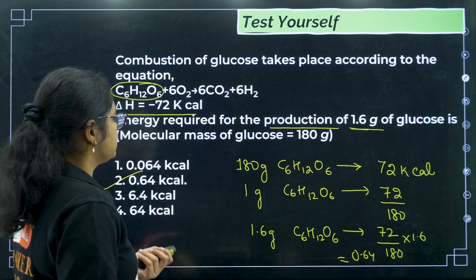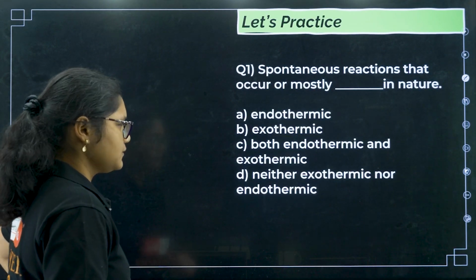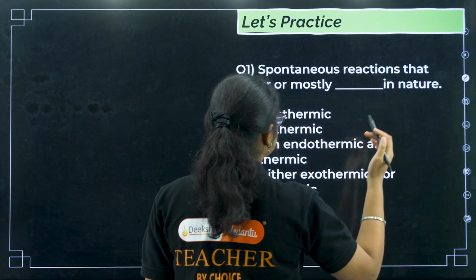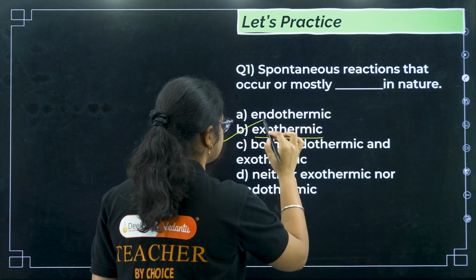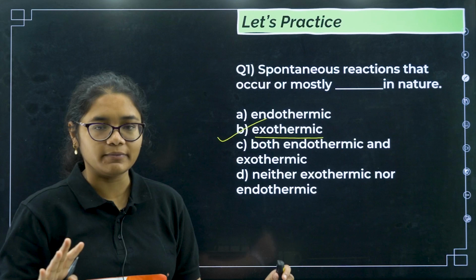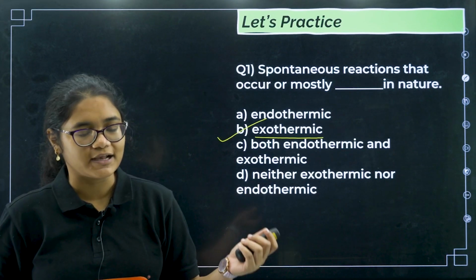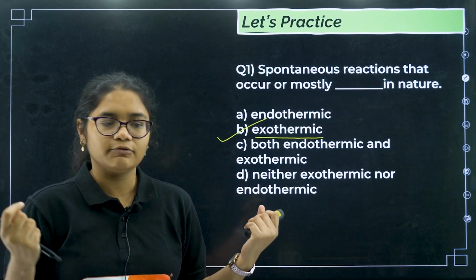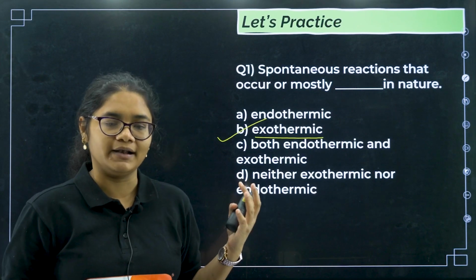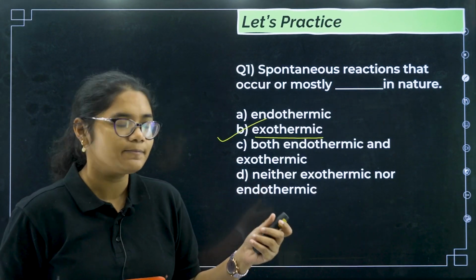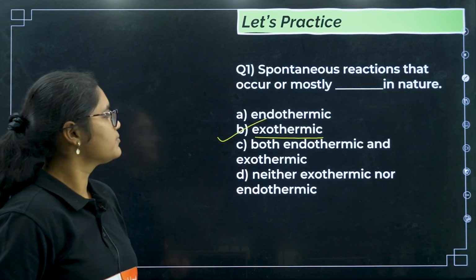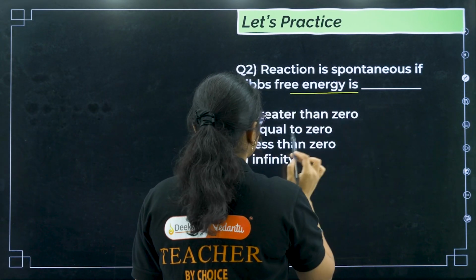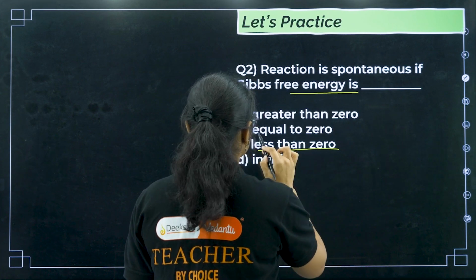Okay, next we'll do today's questions. Spontaneous reactions that occur are mostly, we have seen, exothermic in nature, so option B, mostly exothermic. But yes, certain endothermic reactions are also spontaneous. One example is the melting of ice. If you just keep ice by itself, it will melt, and it is an endothermic process. But generally they are exothermic. Next, question number 2: a reaction is spontaneous if Gibbs free energy is less than 0, right? It should be negative.